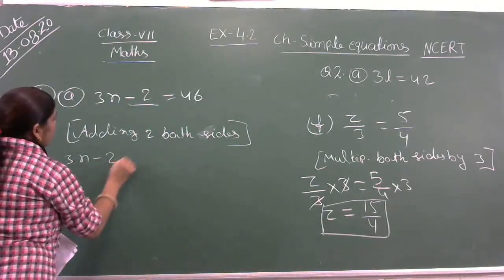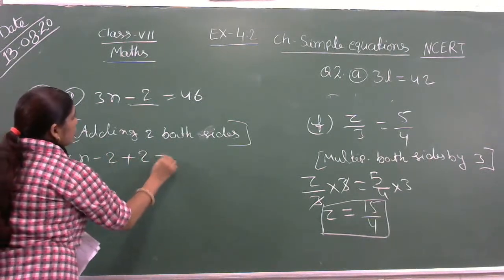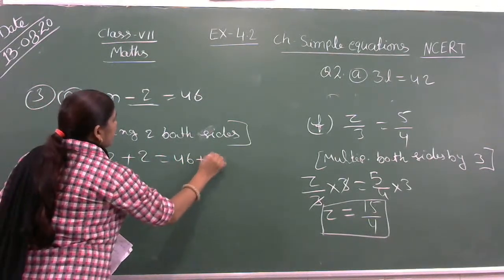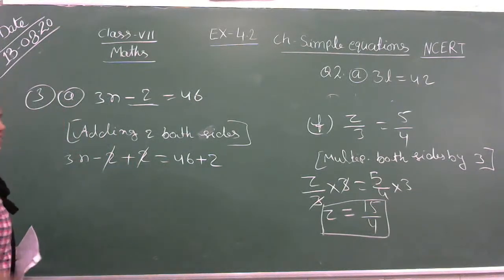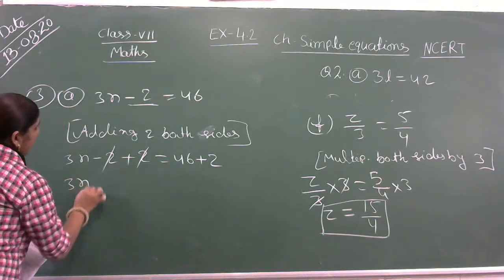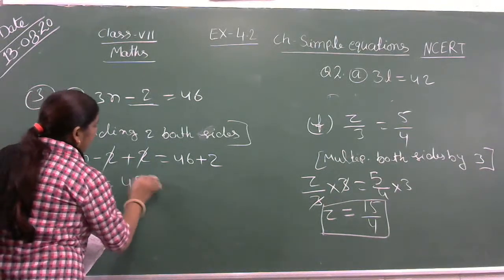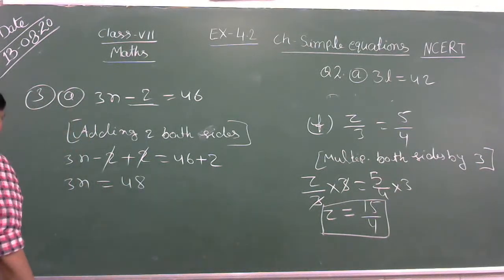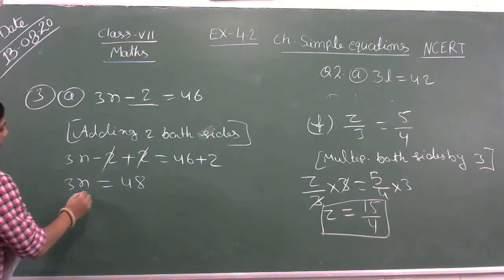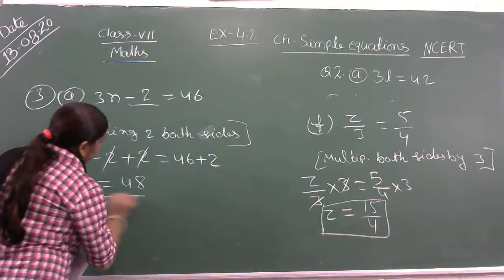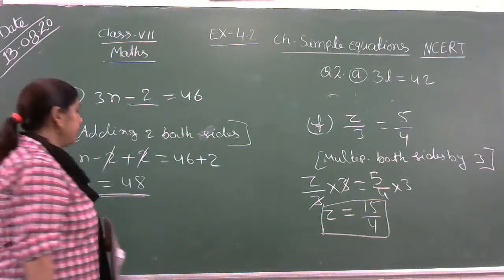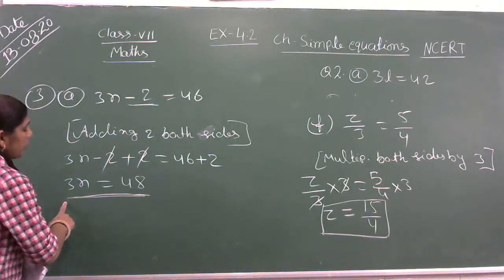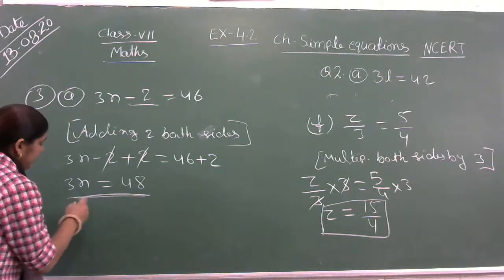3n minus 2 plus 2 equal 46 plus 2. Isn't it? Plus 2 minus 2 cancel. 3n equal 48. So one more equation left. So next step, what will we do? You have to divide.